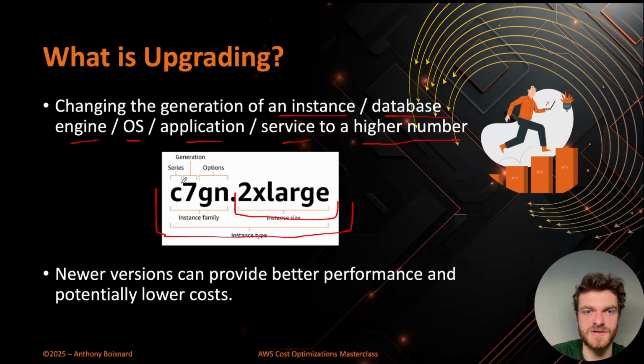We don't want to change the series, and we don't want to change the option, except maybe going to Graviton. But first, we just want to change the generation. So we want to go, for example, from a C5 to a C6 and then to a C7. Why? Because newer versions can provide better performance and also lower costs.